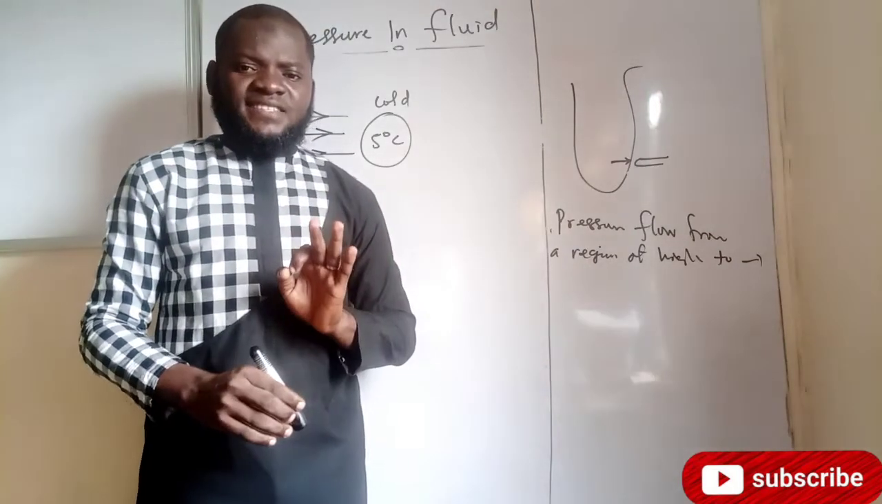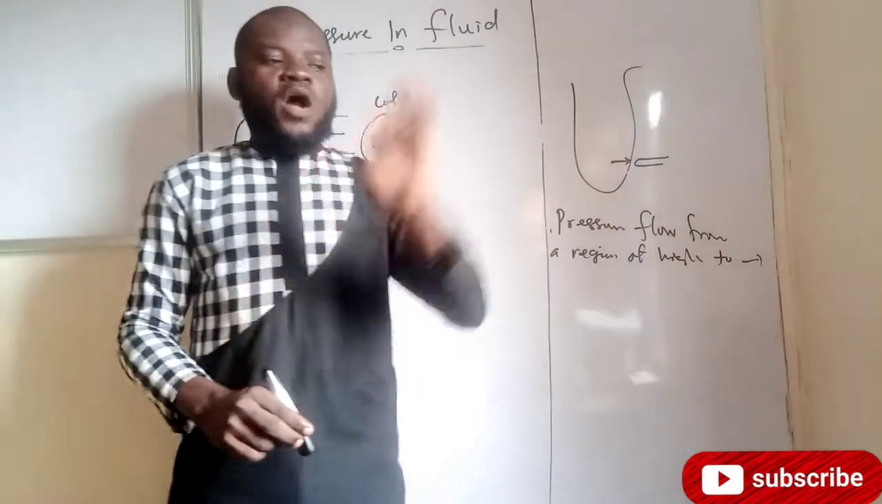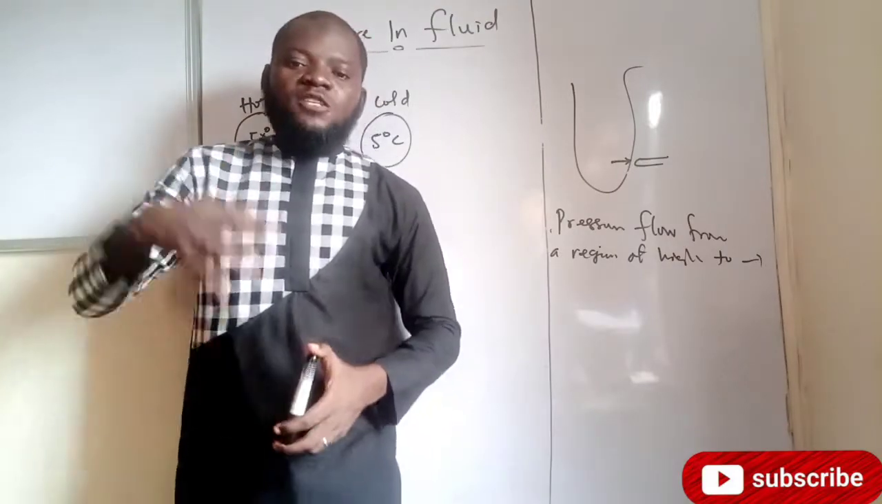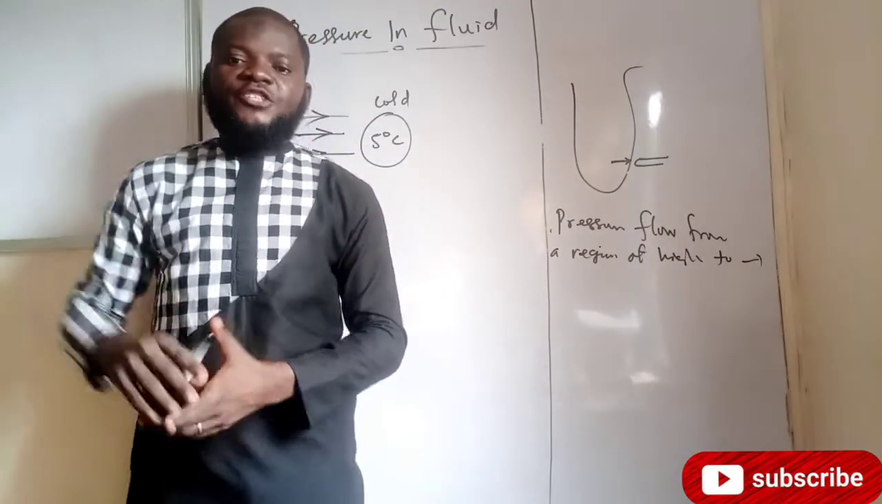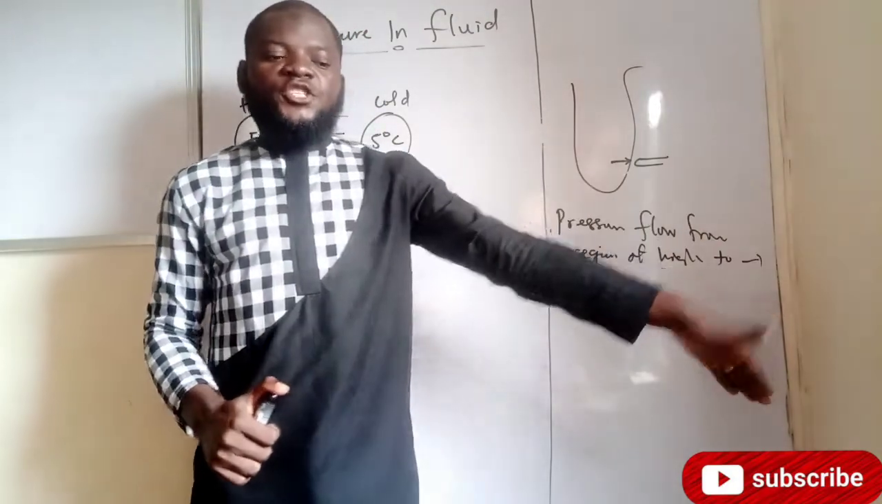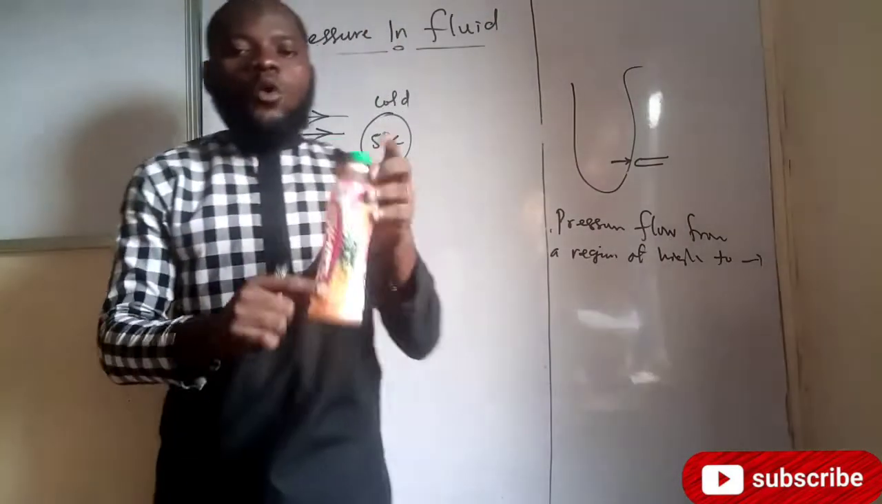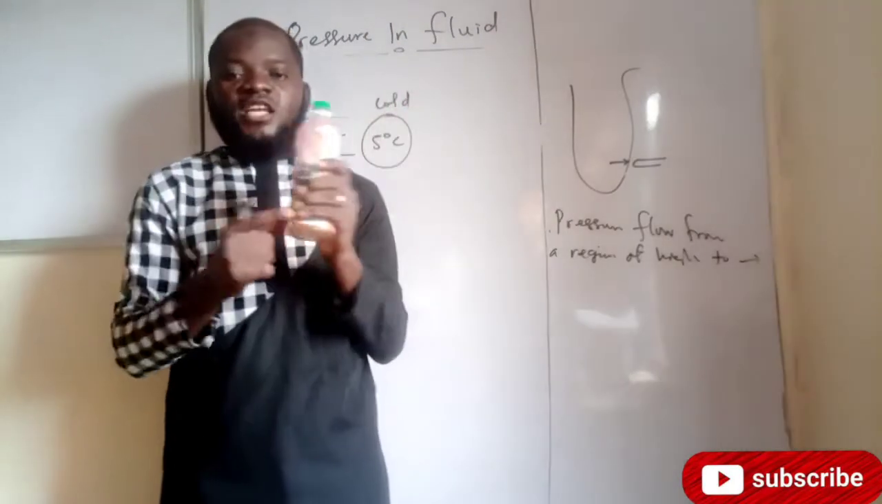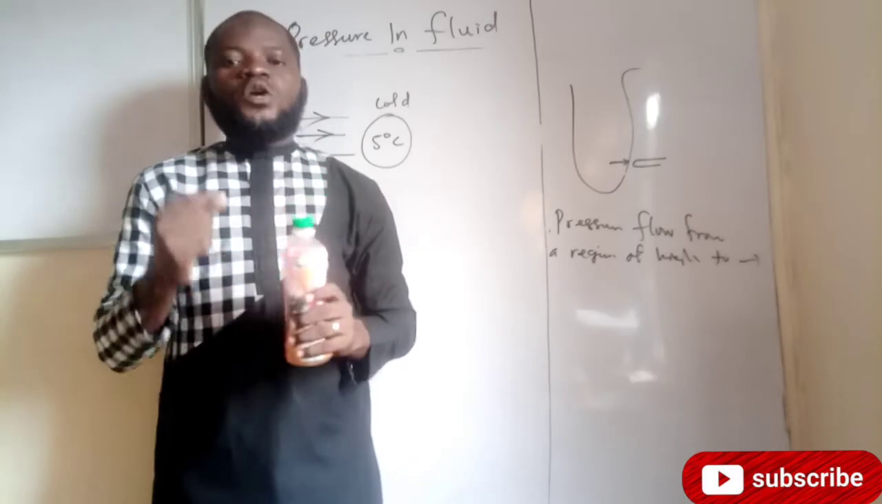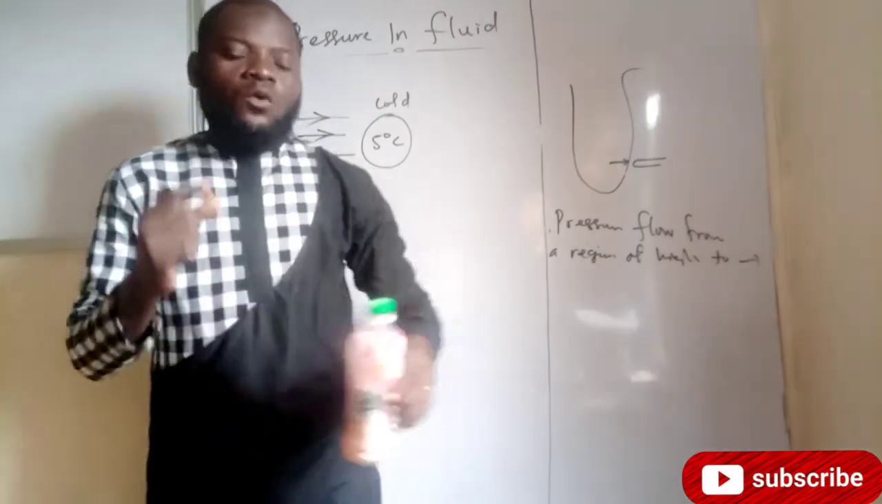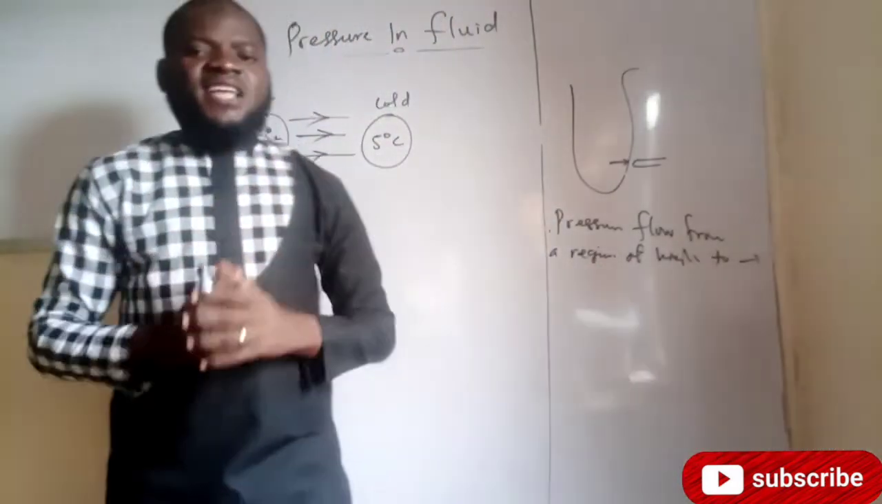Do we understand that now? So if a fluid will move from one place to another, it must be from a region of high pressure to a region of low pressure. And that is why you see the water coming out from the perforated parts. Do we understand this now? Cool.